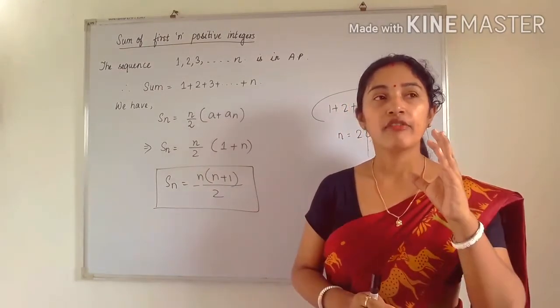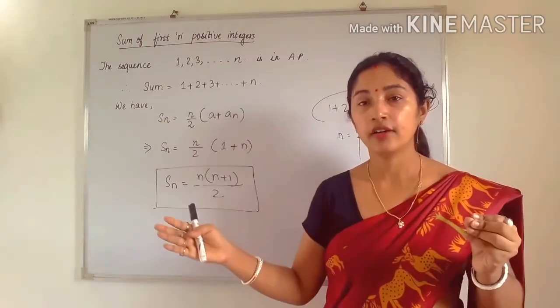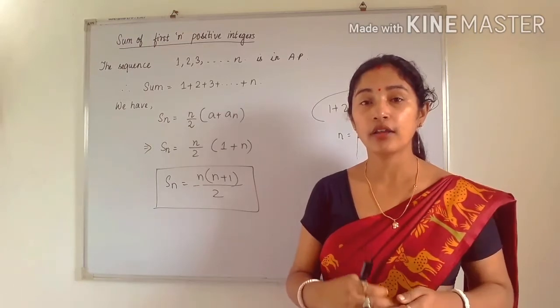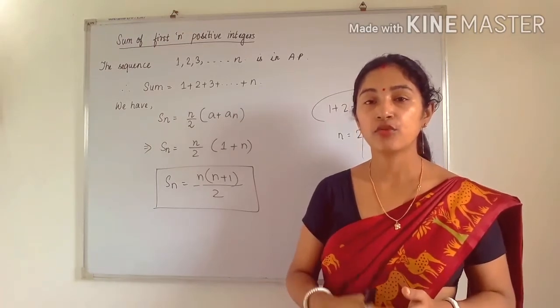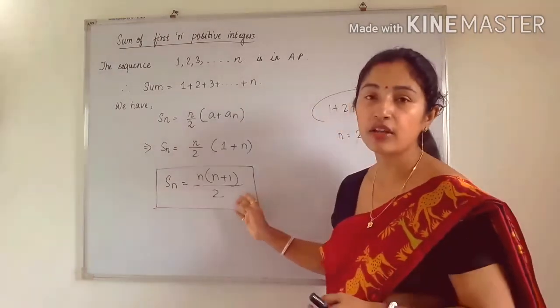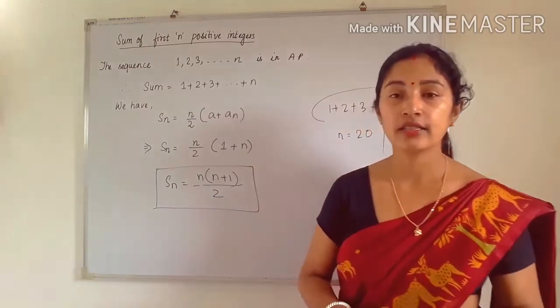That means we are finding the sum from 1 to 100. It is not possible to add directly like 1 plus 2 plus 3 plus 4 up to 100. So what will be easier? You can apply this formula. This formula will be easier for that question. Okay, so let us do the exercise questions.